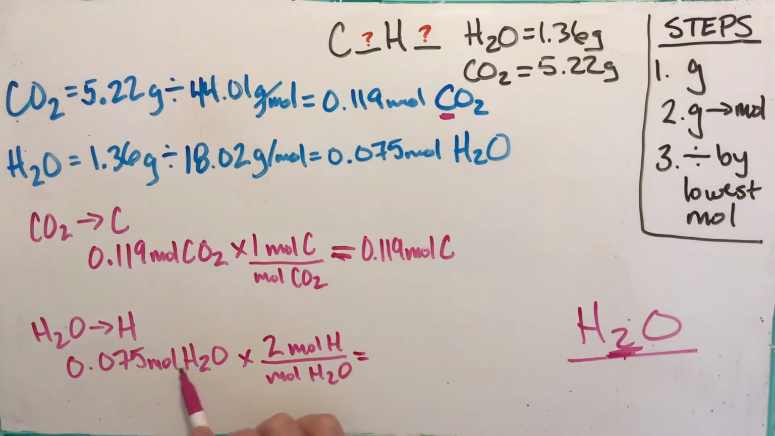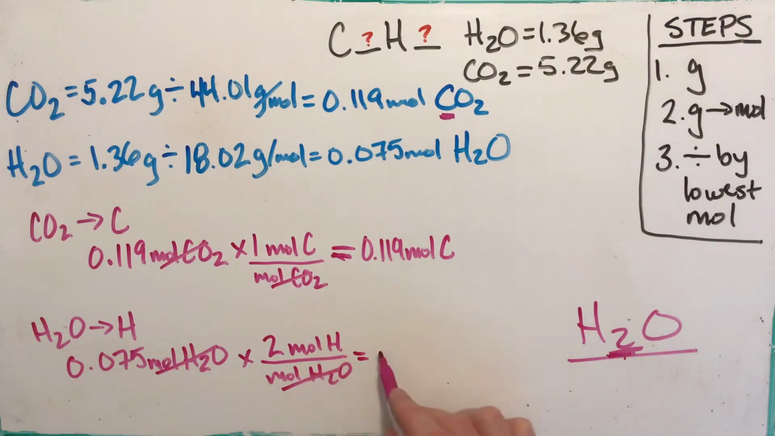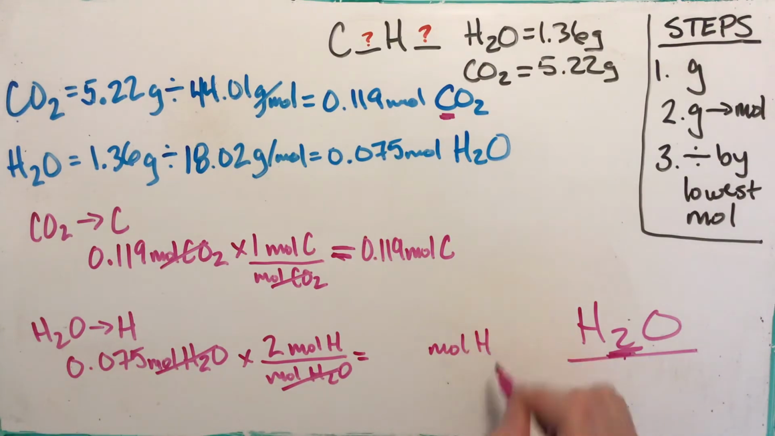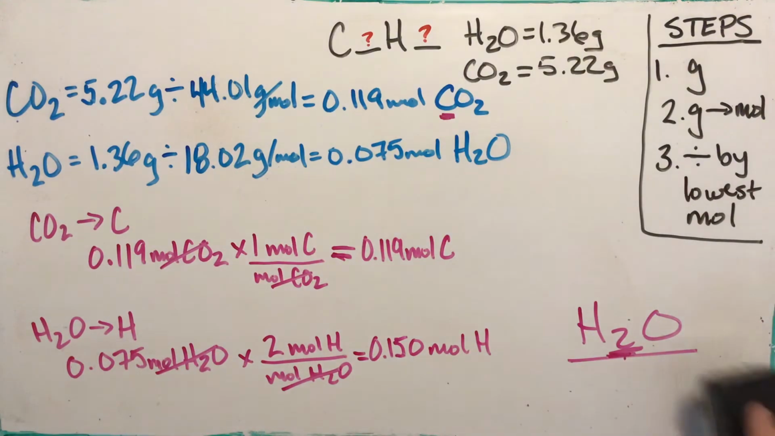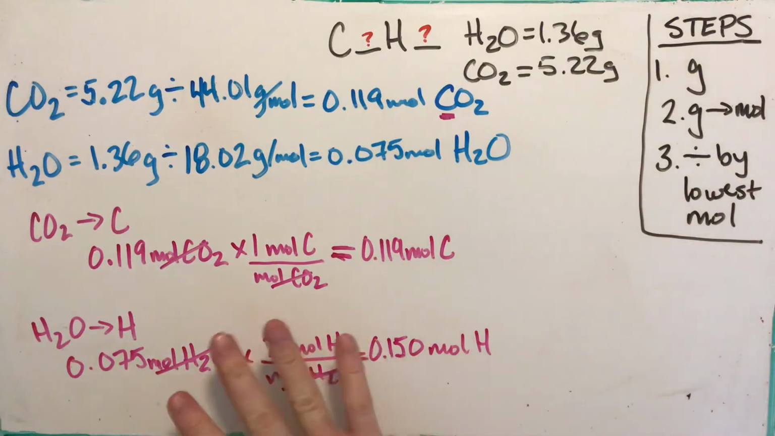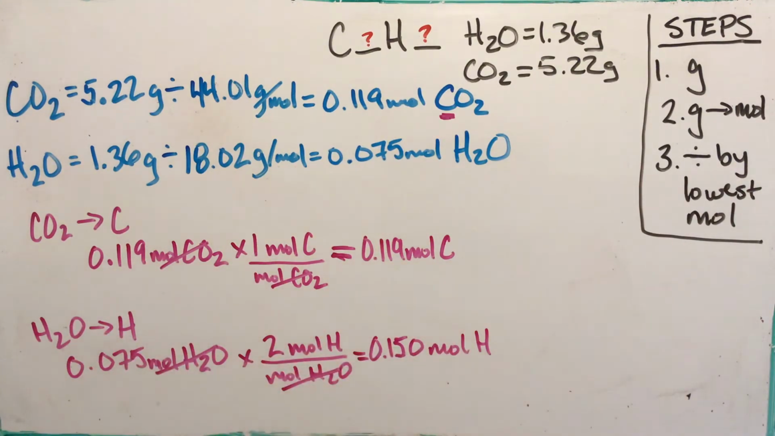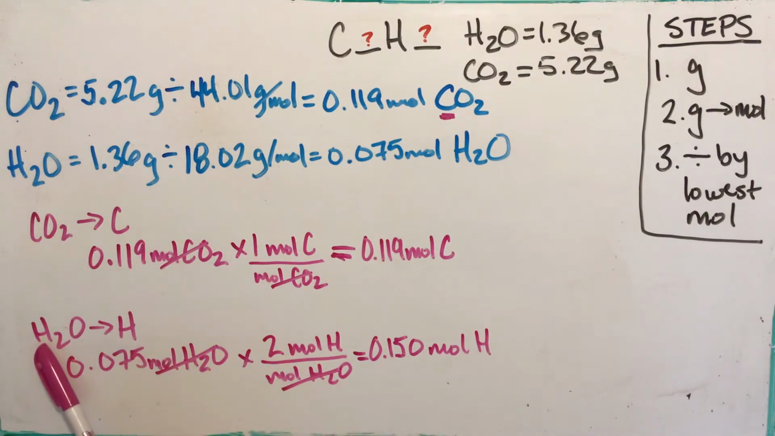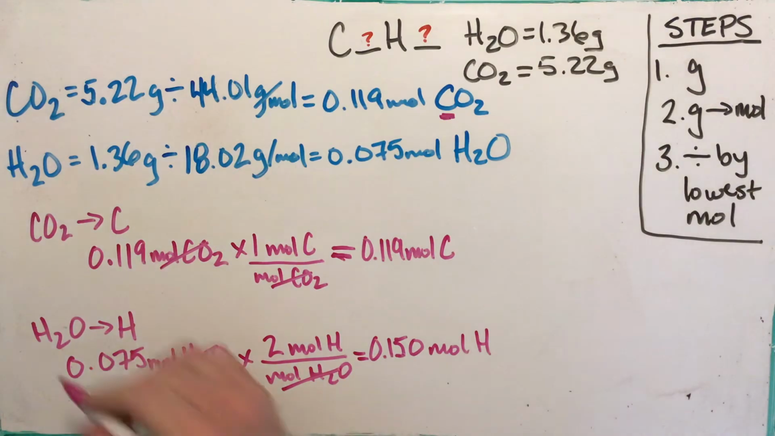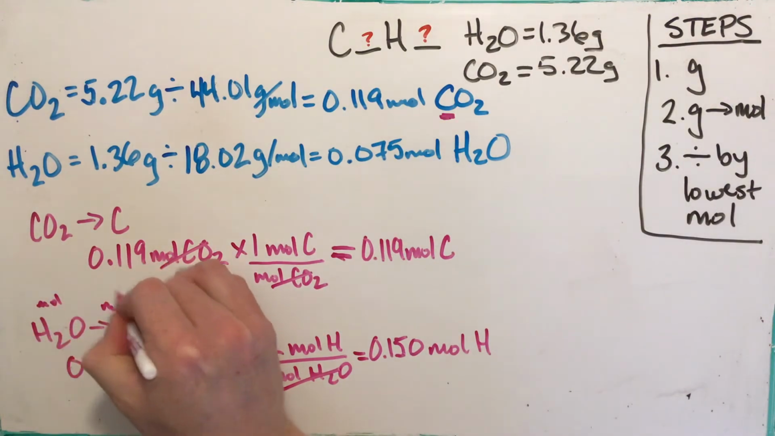And what that does is when I multiply, moles of water on top and moles of water on bottom cancel. Same thing with the moles of carbon dioxide above. They cancel. And I'm left with moles of hydrogen. And that number is going to be 0.150. All right? So this step right here is the new step, this pink part. And all I did was take my moles of carbon dioxide and convert them to moles of carbon, my moles of H2O into moles of hydrogen. And I'll put moles up here in small letters just so that you know.